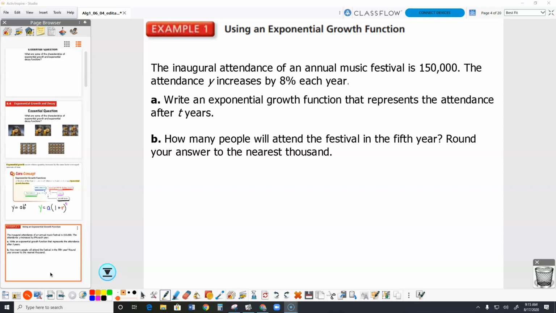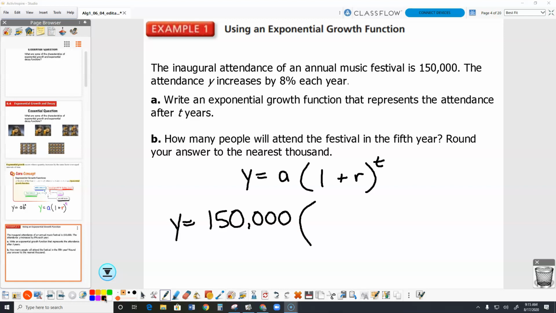All right, so first, let's just copy down the equation that we're going to need. So y equals a times 1 plus r to the power of t. It says write an exponential function after t years. So what do we know? We know the inaugural attendance. That is our initial amount. So when this started, there were 150,000 people. So let's say y is equal to 150,000.